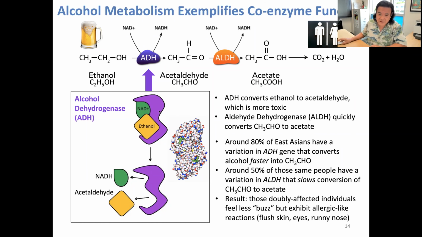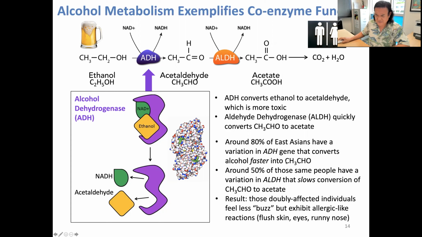So it turns out that about 80% of East Asians have a variation in the coding sequence of the ADH gene that codes for this alcohol dehydrogenase, right? As a result, the shape of that protein actually works better at converting the ethanol, right? So you convert more ethanol over to acetaldehyde a lot faster, right?